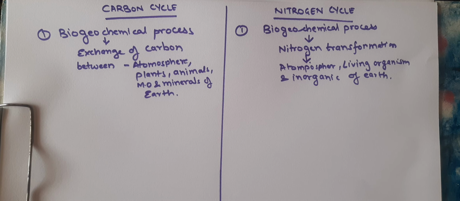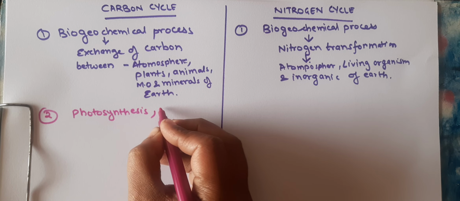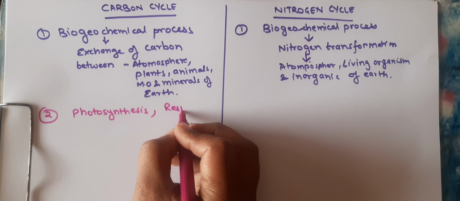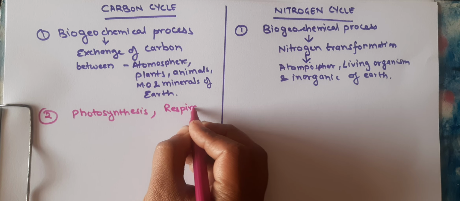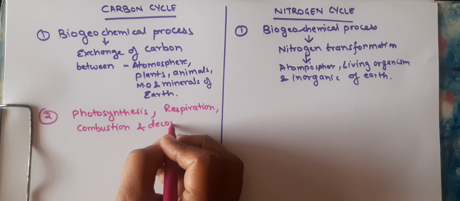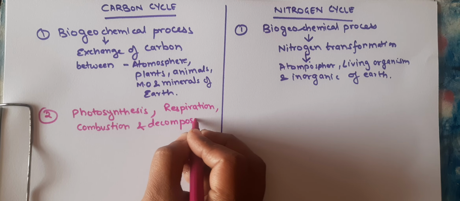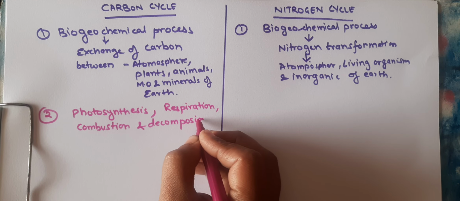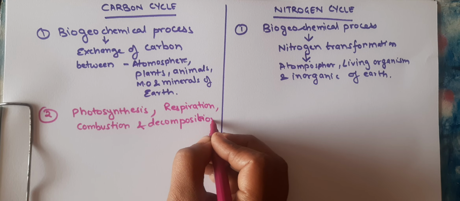is, in the carbon cycle the main processes include photosynthesis. So how will the carbon dioxide be exchanged? In the form of photosynthesis, respiration, combustion, and decomposition. So through these processes the carbon will be exchanged.